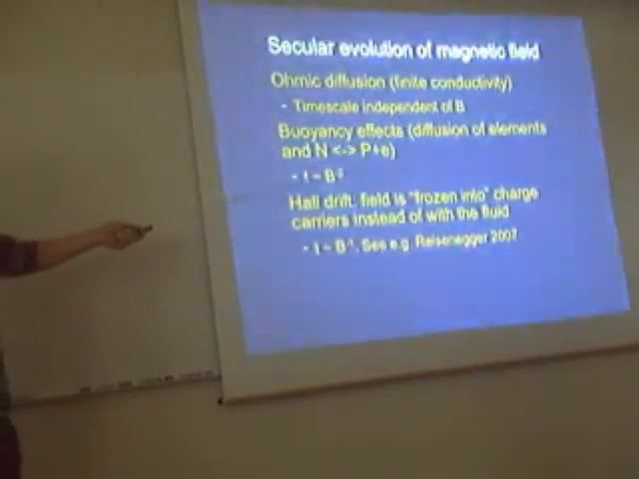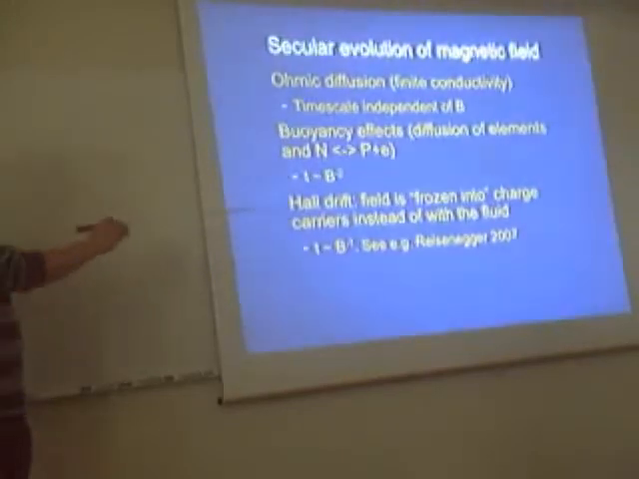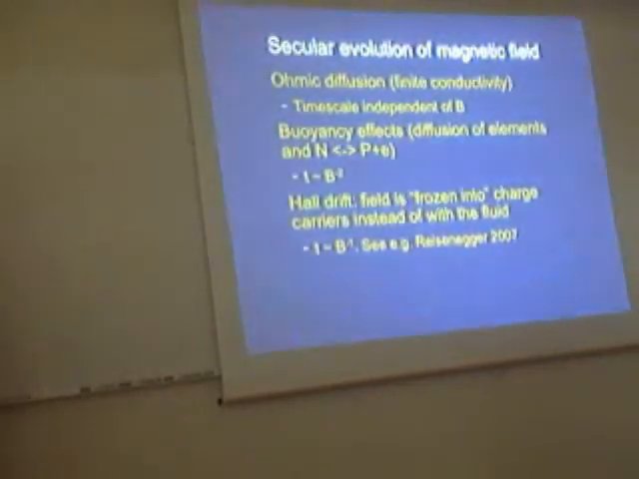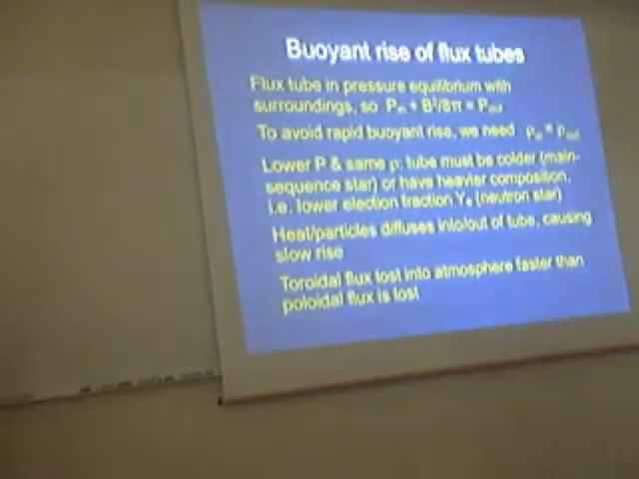The timescale that these operate on goes as B to the -2, so the stronger the field is, the faster they go. And then there's Hall drift, which is essentially a result of thinking of the field as being frozen into the fluid in ideal MHD. If you include this effect, it's frozen into the charge carriers, not into the fluid as a whole, which is negligible in a main sequence star, but probably quite important in a neutron star.